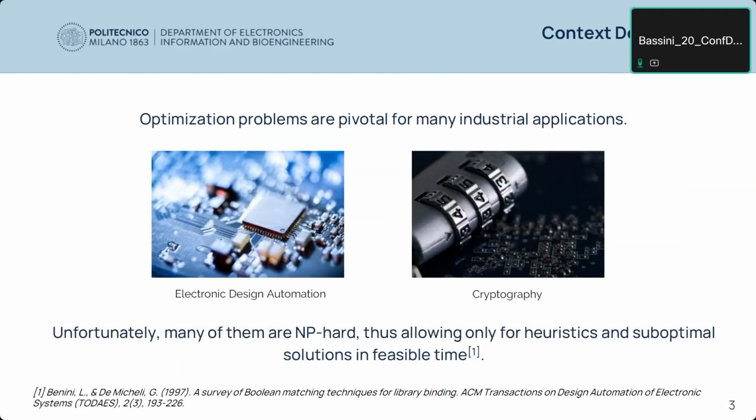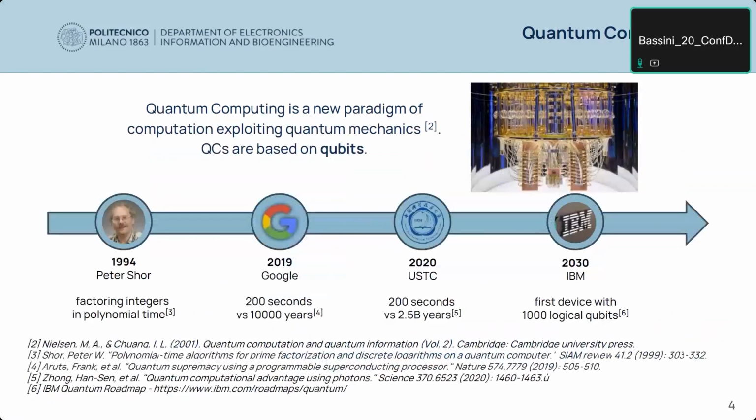But most of the optimization problems are very hard to solve. We say that they are NP hard, and this means that we can only achieve very imprecise solutions in an affordable amount of time. On the other side, in the last years, a new paradigm of computation has been spreading out, which is quantum computing.